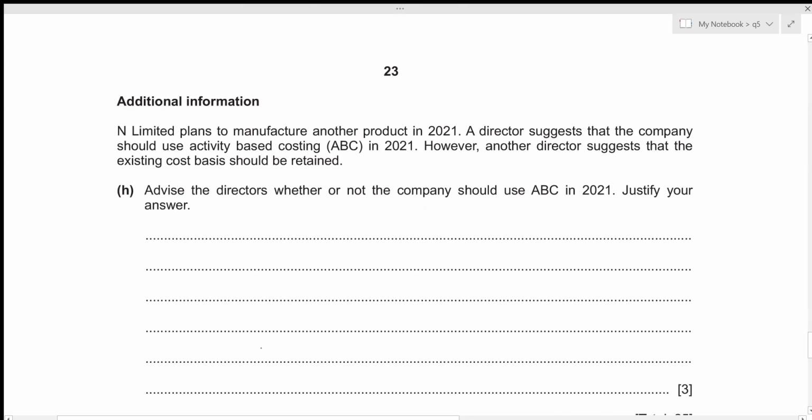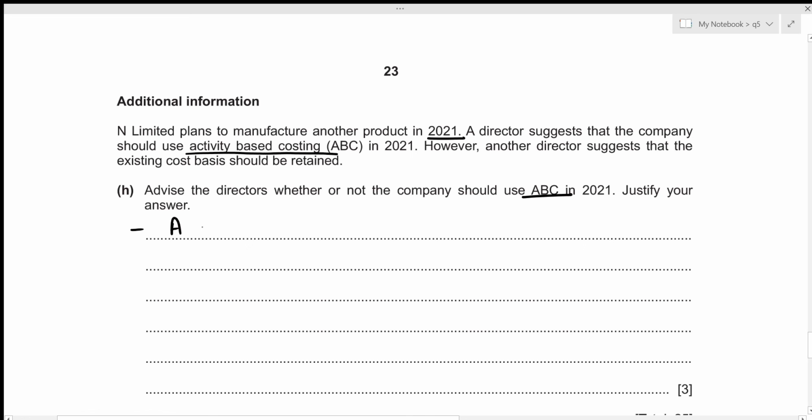We are given additional information. N Limited plans to manufacture another product in 2021. A director suggests that the company should use activity-based costing in 2021. However, another director suggests that the existing cost basis should be retained. Now we need to advise the directors whether or not the company should use activity-based costing in 2021. We need to justify our answer. So we know that under activity-based costing, we allocate all of the fixed overhead based on the activities, which gives a more realistic allocation. Let's write it down.